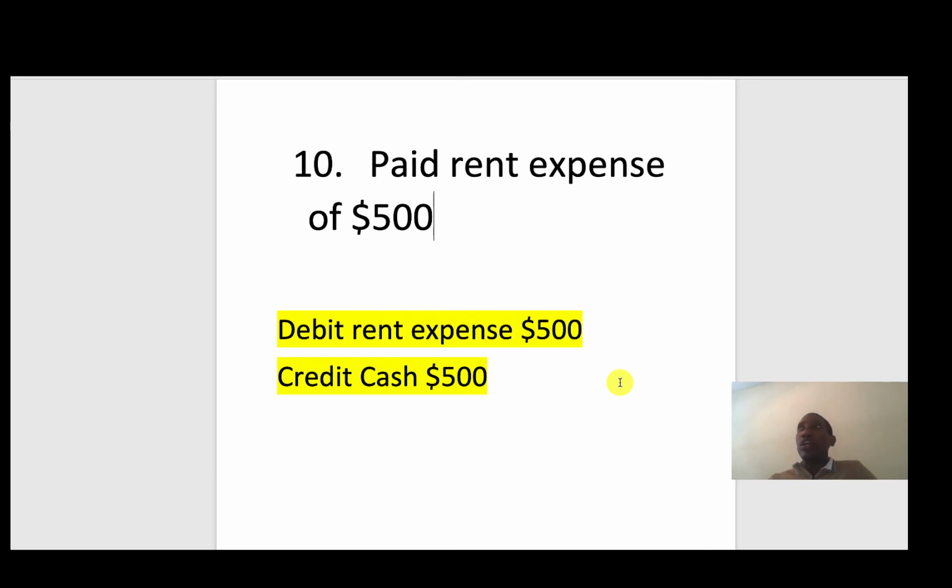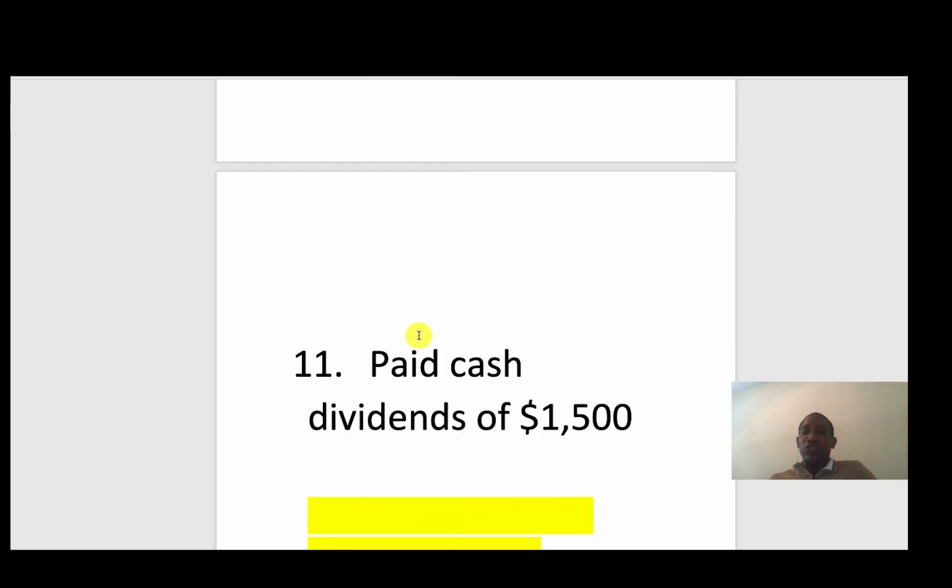If it's more than 2 accounts, it becomes a little more difficult. But if it's just 2, do the cash part first and go back and do the other one. So again, rent expense. Whenever a company uses up rent, or uses up a space, they debit rent expense.